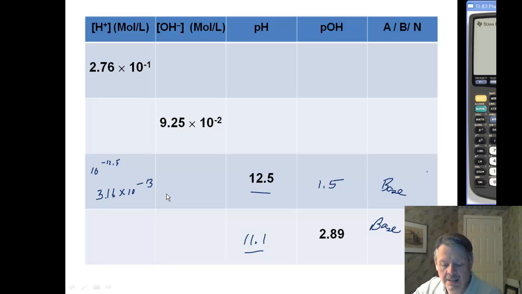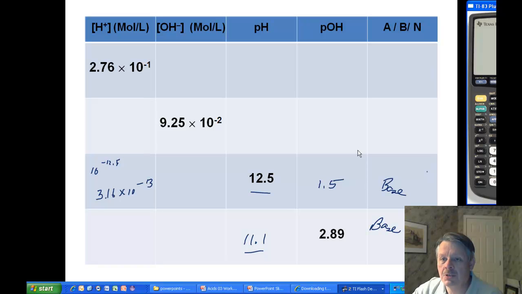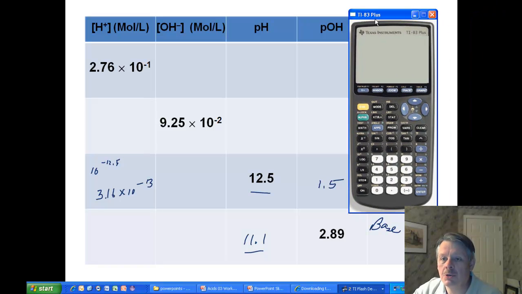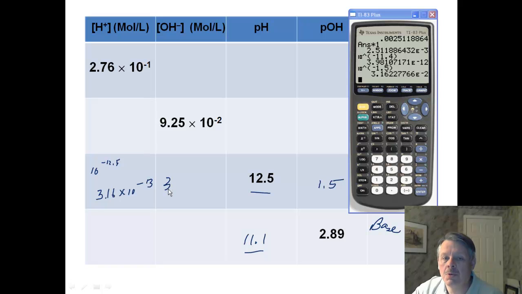Now, let's just see what happens. I'm going to do the same thing with the 1.5. Again, I'll just show it to you once. We got to turn this on first. All right, we go second, 10 to the negative 1.5, and you'll notice that that also comes up with 3.16, but this is 3.16 times 10 to the minus 2.